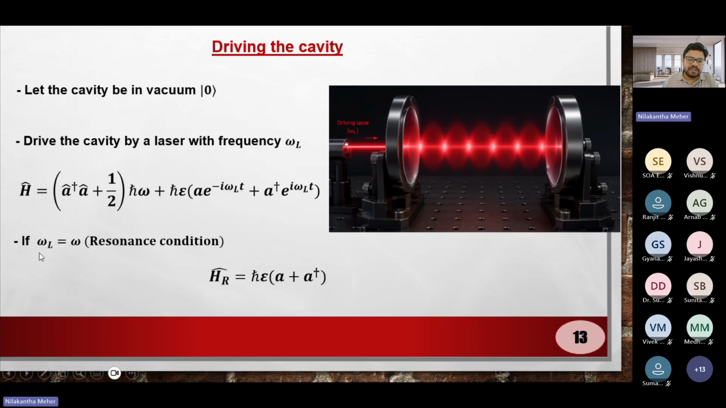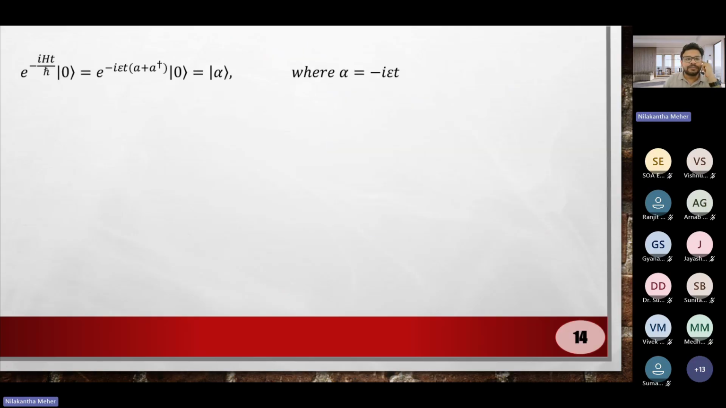Under the resonance condition, that is, omega L equal to omega, that means if the cavity resonance frequency matches the laser frequency, then under this resonance condition I can write this Hamiltonian in the rotating frame. That is only H cross epsilon, A plus A dagger. This is the simplest version of this total Hamiltonian under the resonance condition. Now let us see how the cavity evolves in time. Of course, this epsilon is the driving strength here.